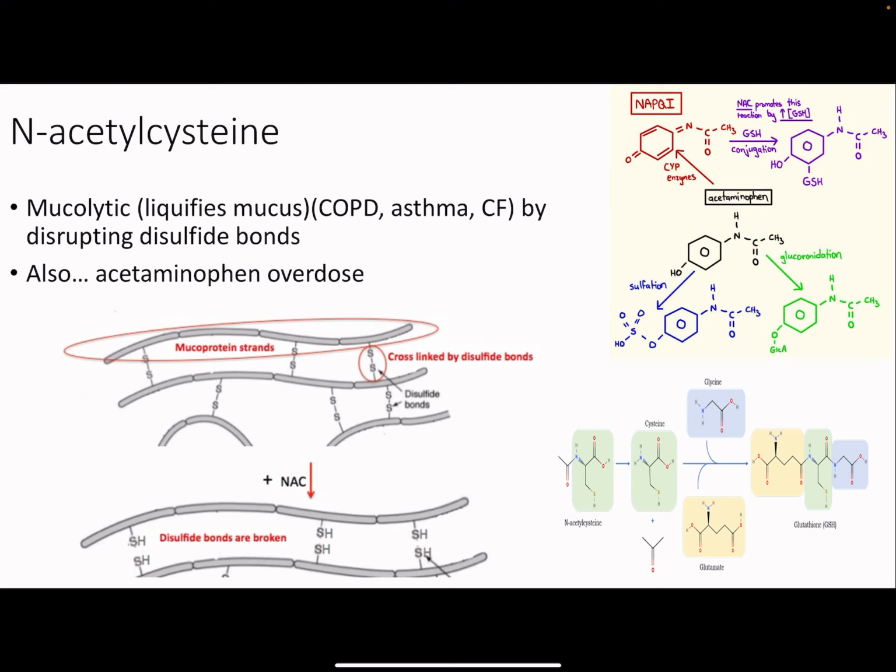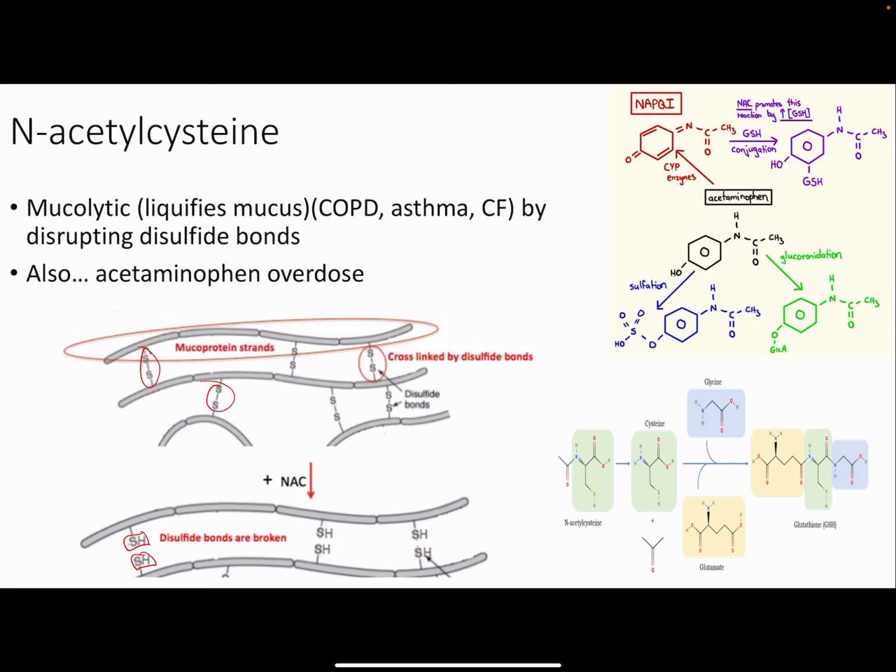N-acetylcysteine. So if you have too much mucus, this is a mucolytic, so it'll break up mucus. How does it do this? Well, there's a lot of different components of mucus, but proteins are really important, specifically disulfide bonds. So this is going to disrupt disulfide bonds by reducing everything. So here I have a disulfide bond, here I have a disulfide bond, now I have it reduced.